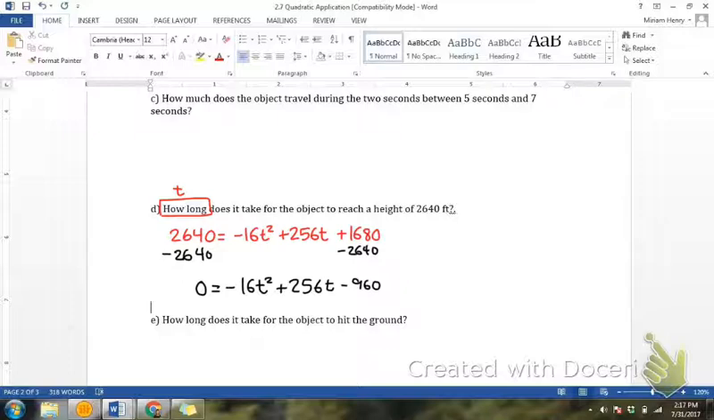Now that we have it set equal to 0, it looks awfully similar to part D in example 1. So why don't you look at example 1, D, on the previous page and see if you can figure out that next step on your own.